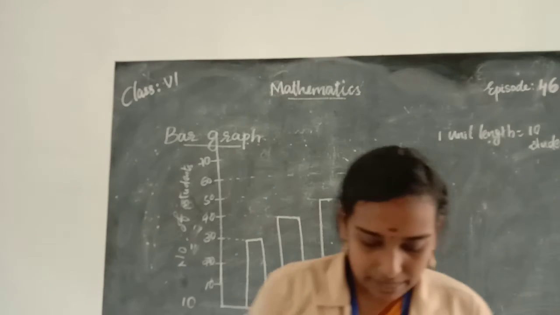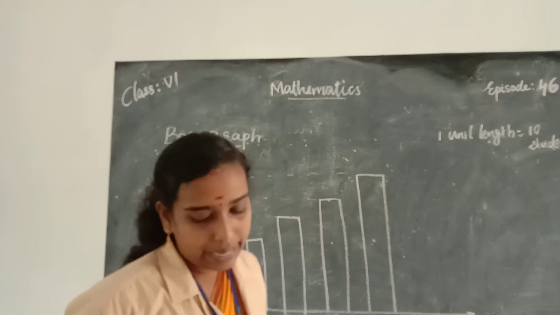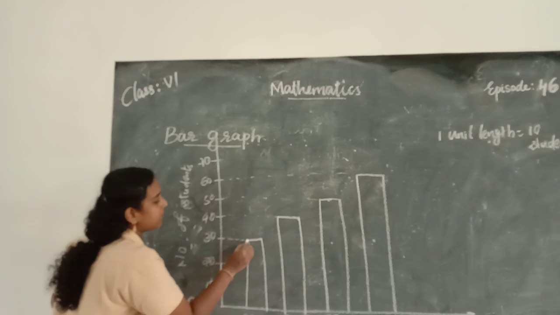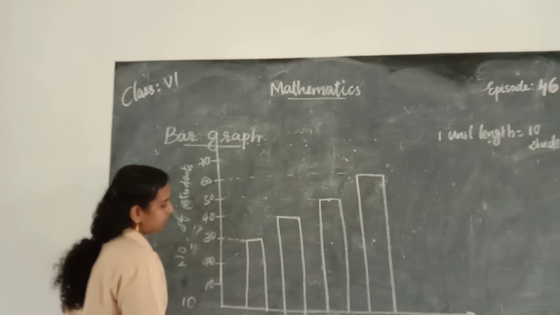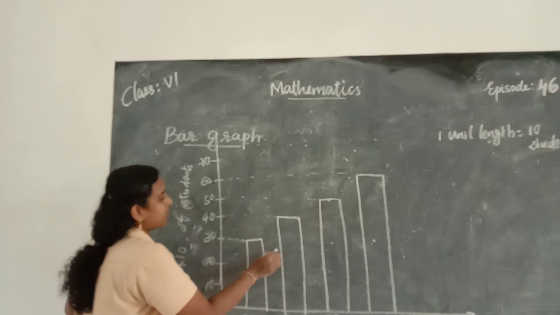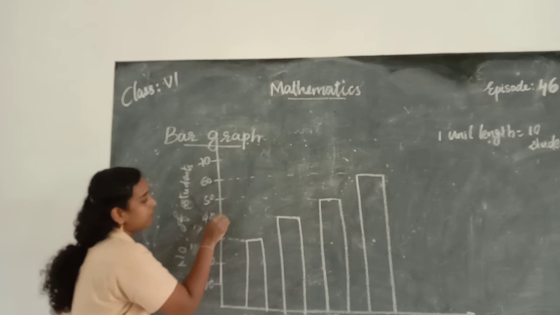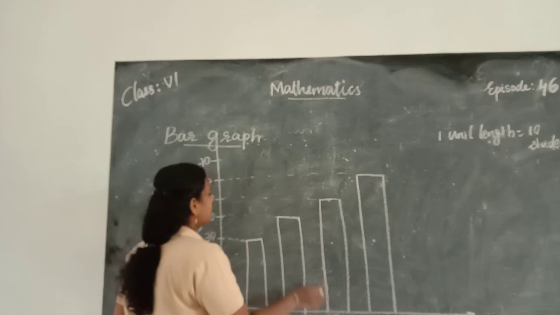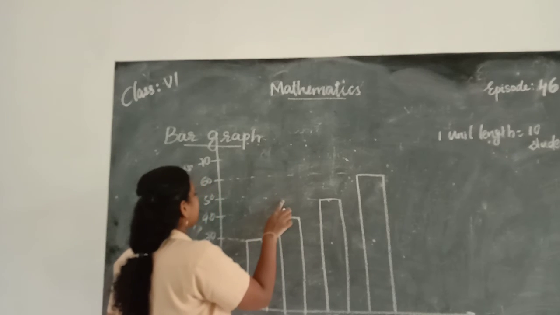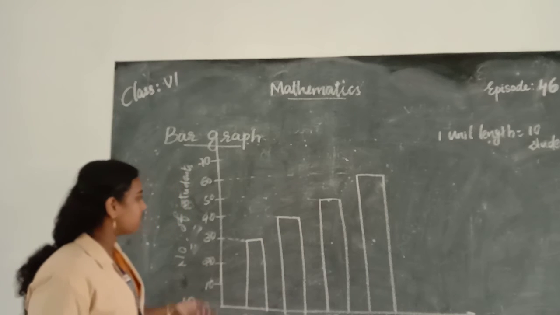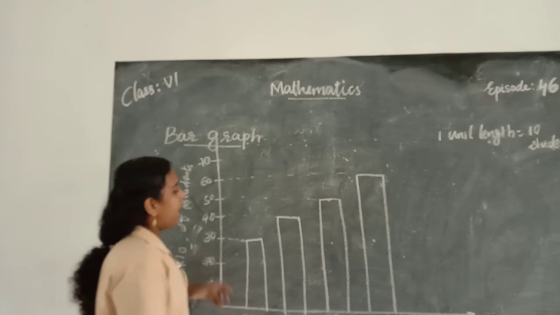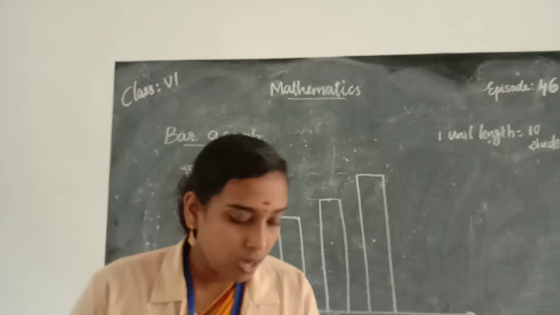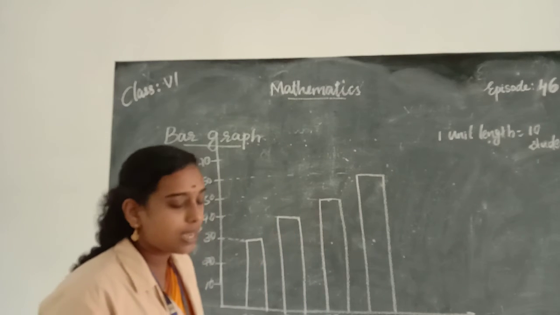Okay, and the next question: how many new students are added every year? Here you can see that in 2000 only 30 students were present, and in 2001 it increased by 10 students, that is 30 became 40. In 2002, 40 increased by 10 to 50 students, which is also 10 more, and in 2003 60. So how many new students were added every year?